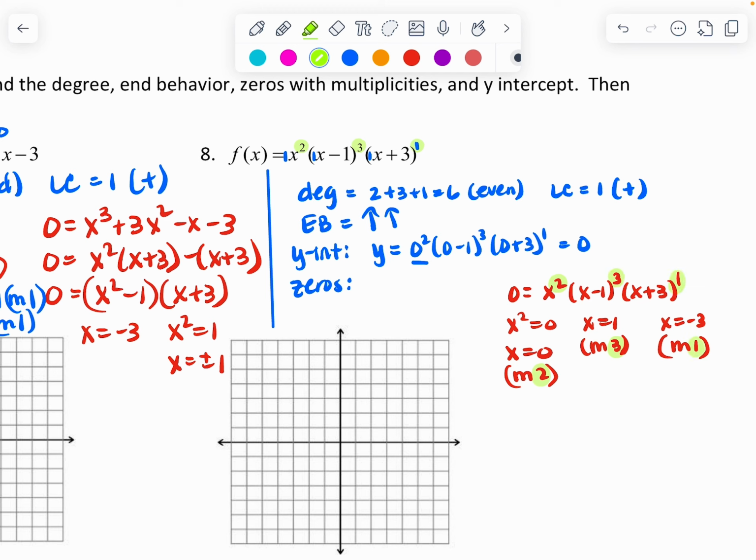Okay? All right, so what does this mean? My goodness, this is going to be a crazy little question. Multiplicity of 2 bounces. Multiplicity of a 3 snakes through.